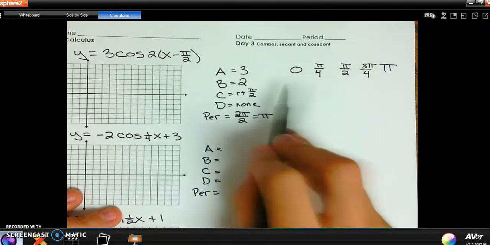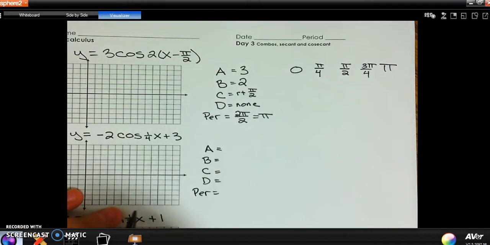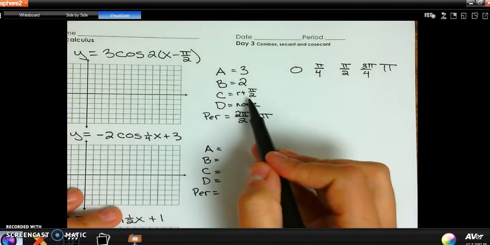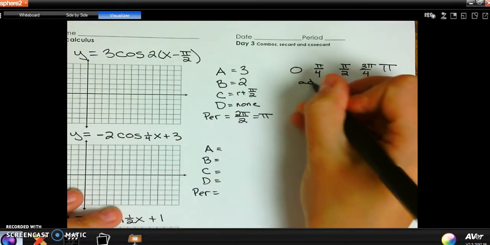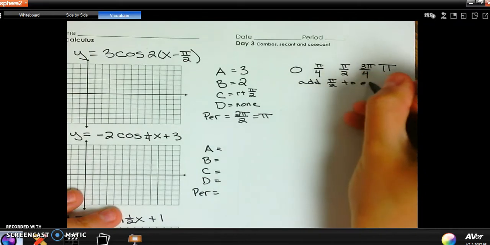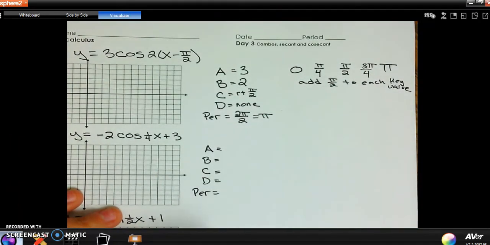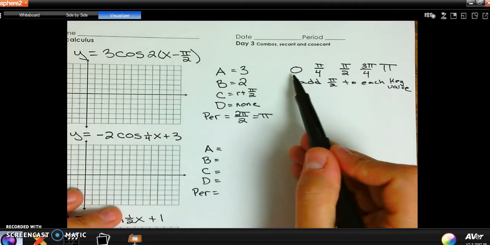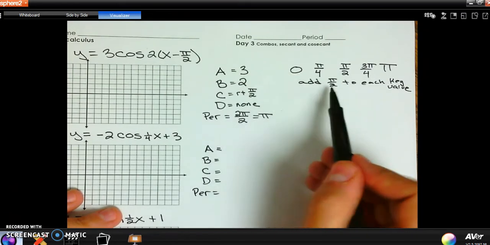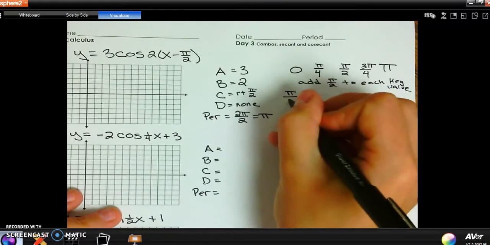Those would have been my key values, except there's now also this c value to deal with. Because there's a c value that's moving everything to the right by pi over 2, I need to add pi over 2 to each key value. Can you see that? Instead of being at 0, because I'm now shifting it to the right, I add pi over 2. So 0 plus pi over 2 is pi over 2.